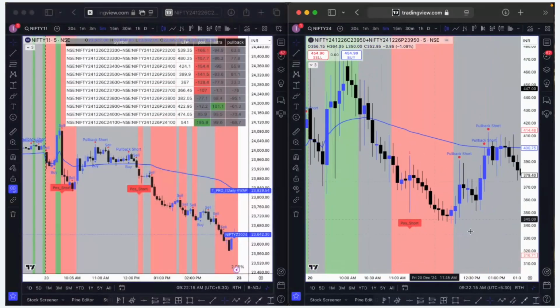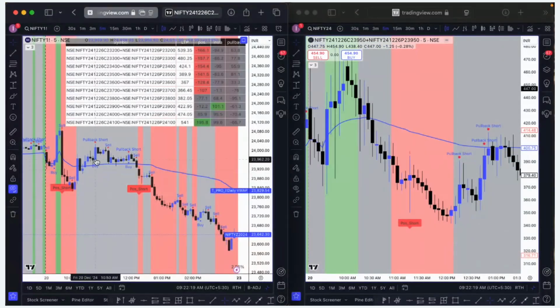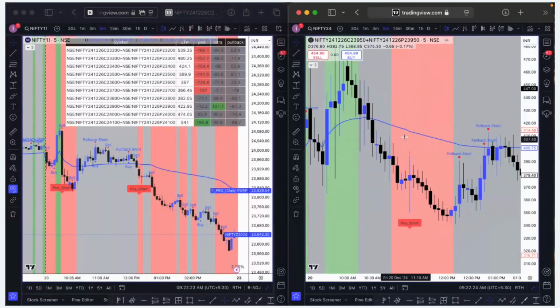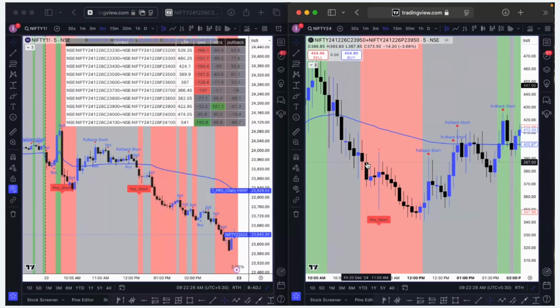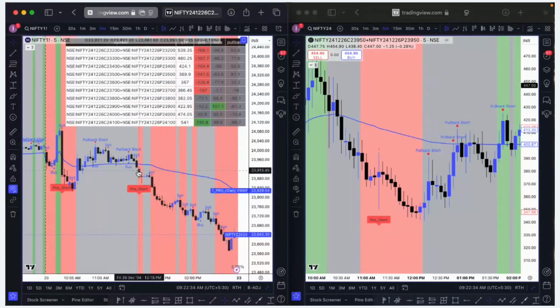Then finally, at around 10:30, 11 o'clock, somewhere around here, the straddle started to give a sell signal. That is, the background color changes to the sell side. Continuously the straddle is going down, down, down. Then after some time, at around 12:10, somewhere around here, what happens in the next candle? The selling pressure started in the Nifty futures.